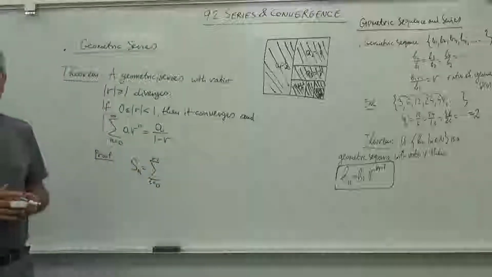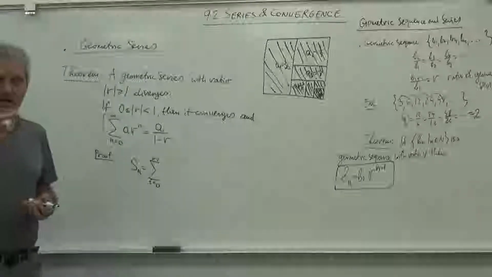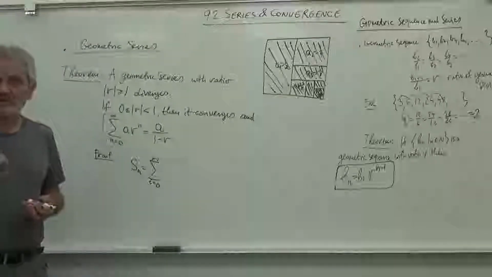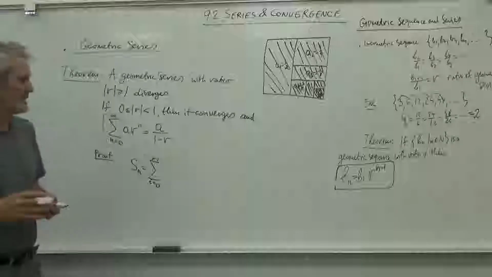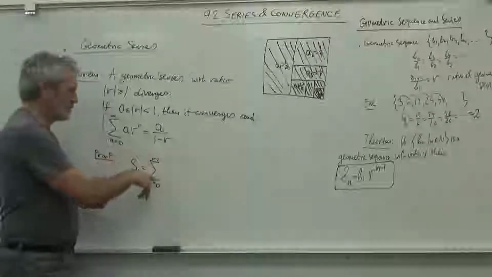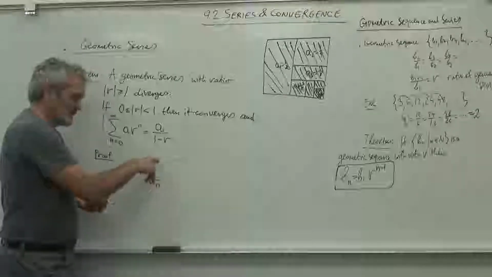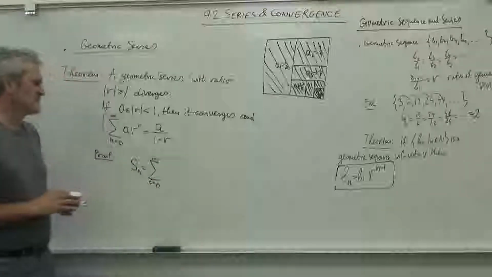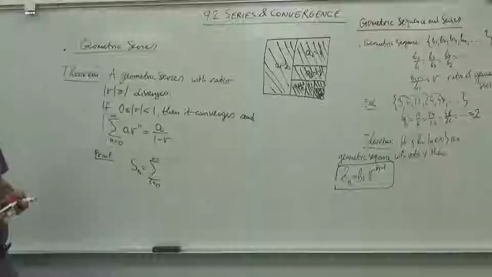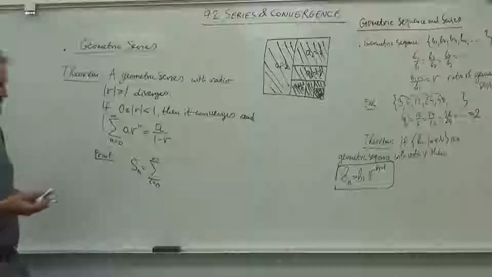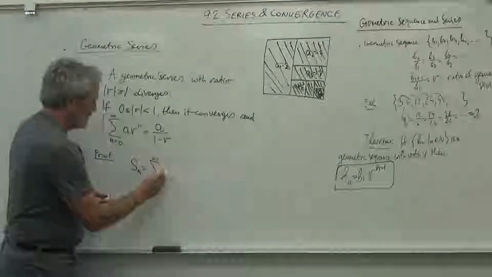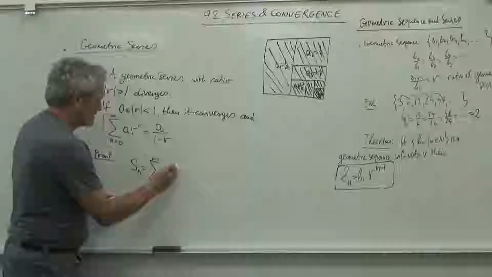Why is that Sn? Because if you go from 0, 1, 2, 3, 4, you have 5 members. 0 to 9, it's 10. So generally, if you go all the way from 0 to n minus 1, you have n members. That would give you Sn. So what would that be? The sum of a r to the i.